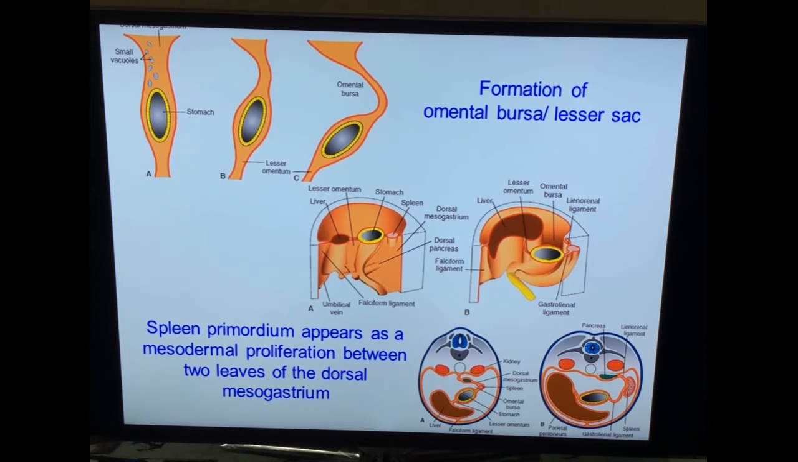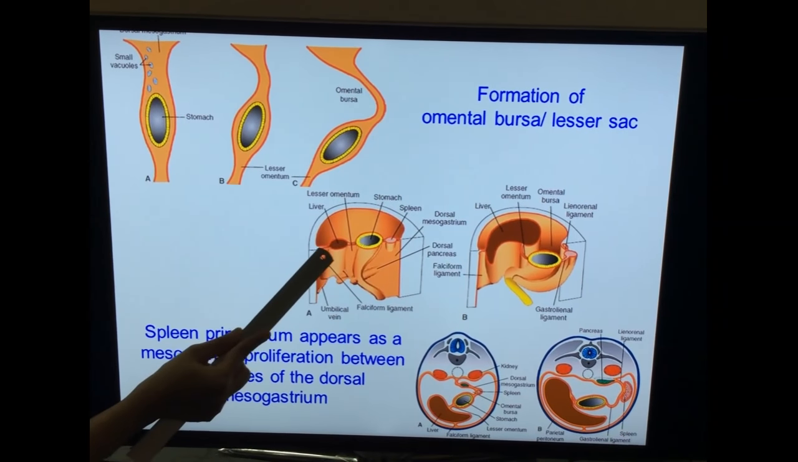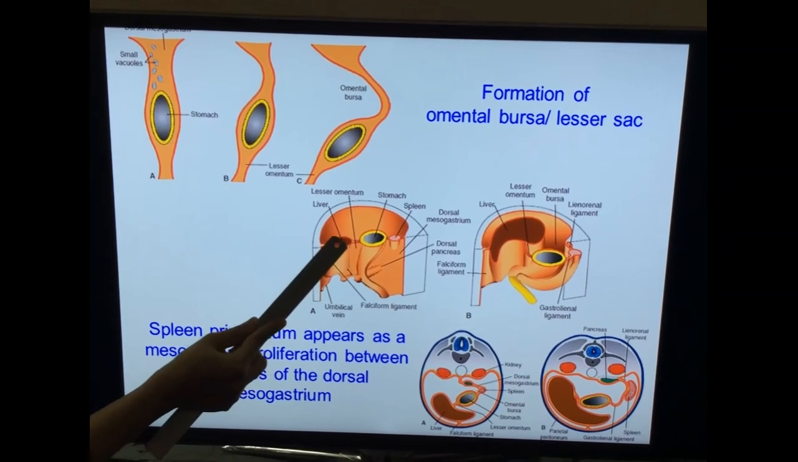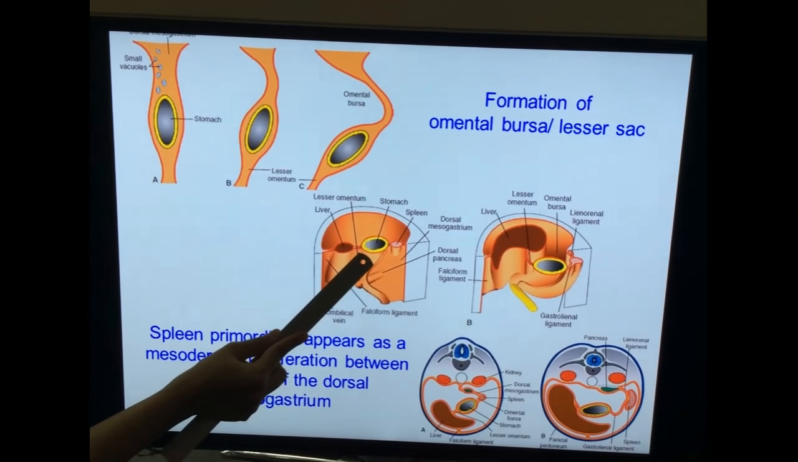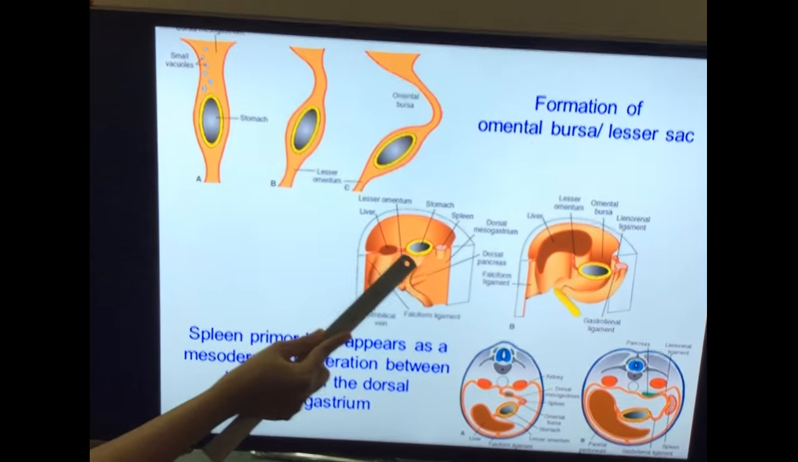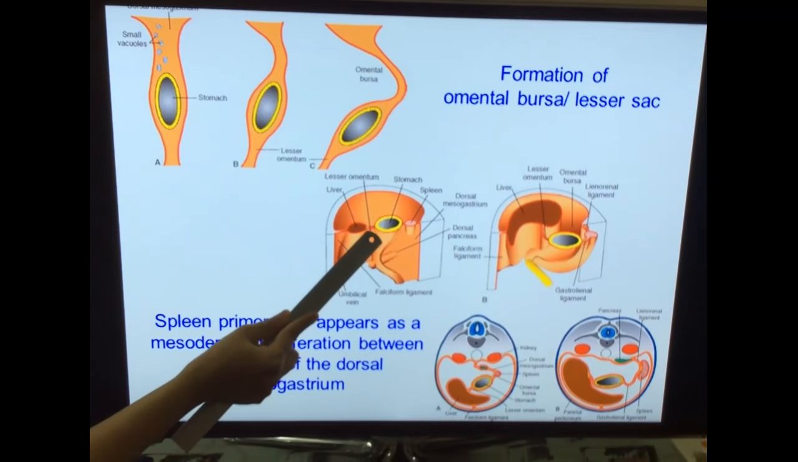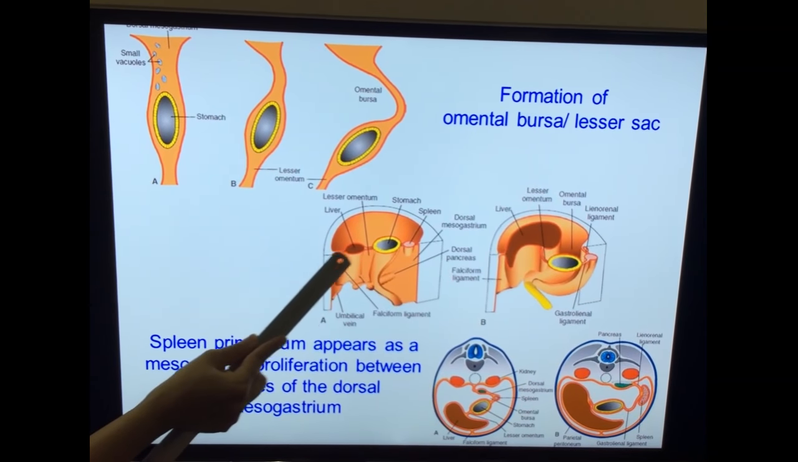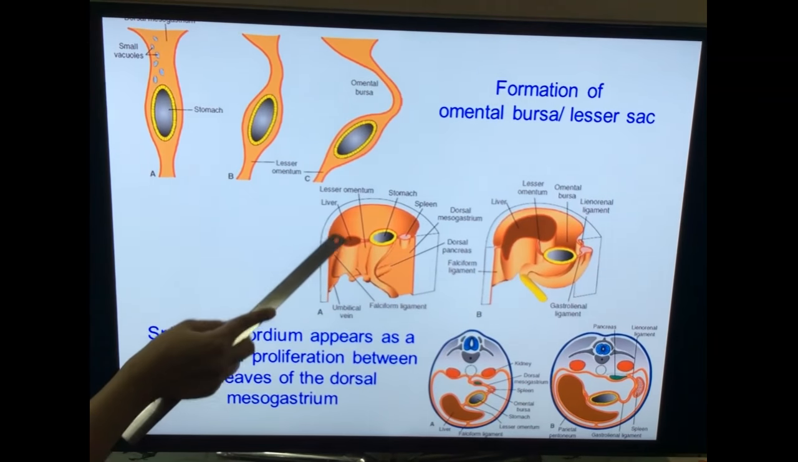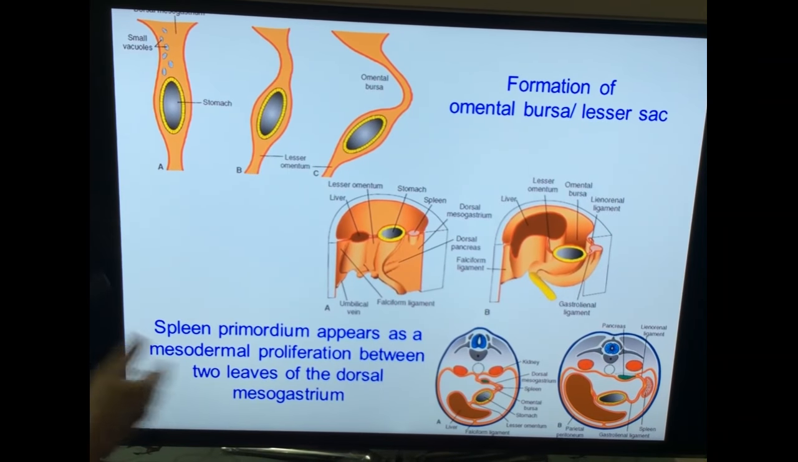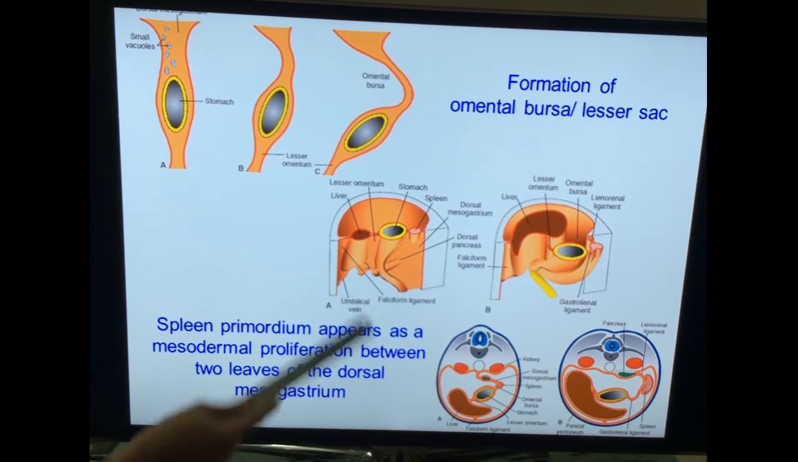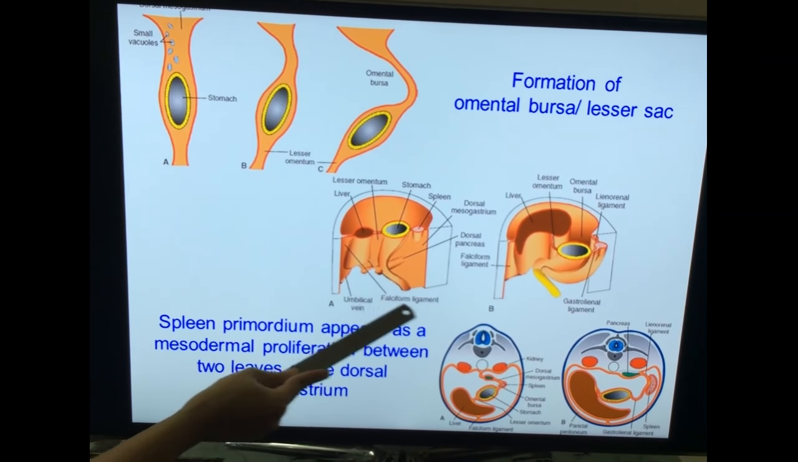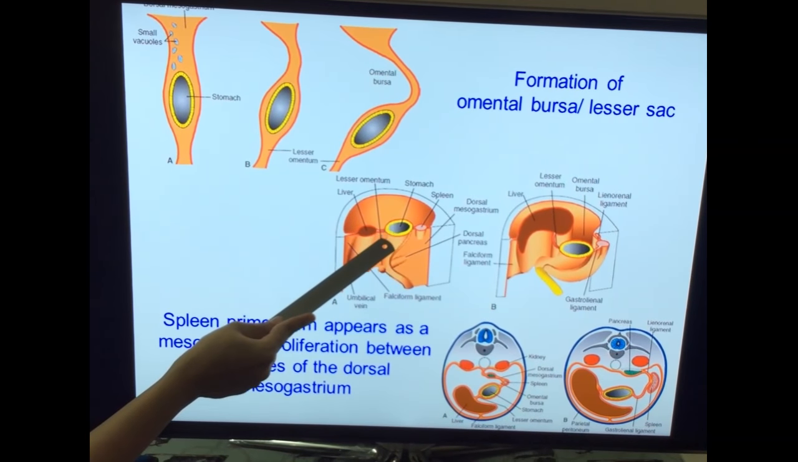On the ventral aspect, I had told earlier, in the ventral mesentery, due to the development of the liver within the ventral mesentery, there will be formation of two parts: the lesser omentum between the stomach and the liver, and the falciform ligament between the liver and the anterior abdominal wall. So this is called the falciform ligament, which is mentioned here, falciform ligament and lesser omentum.